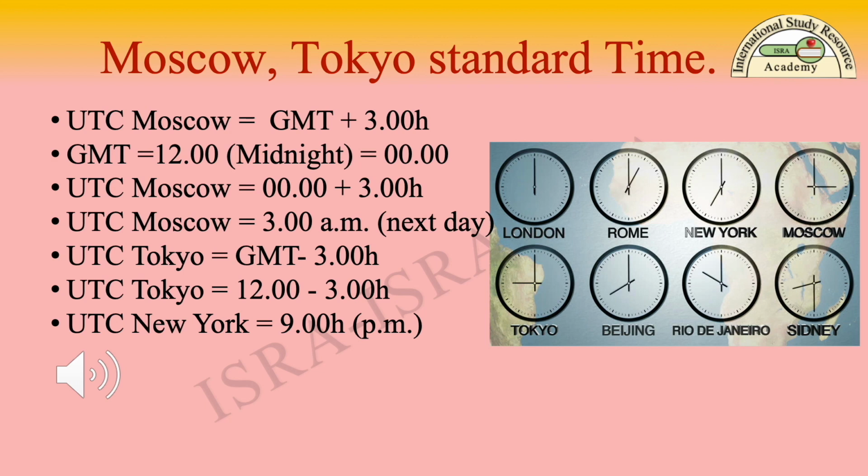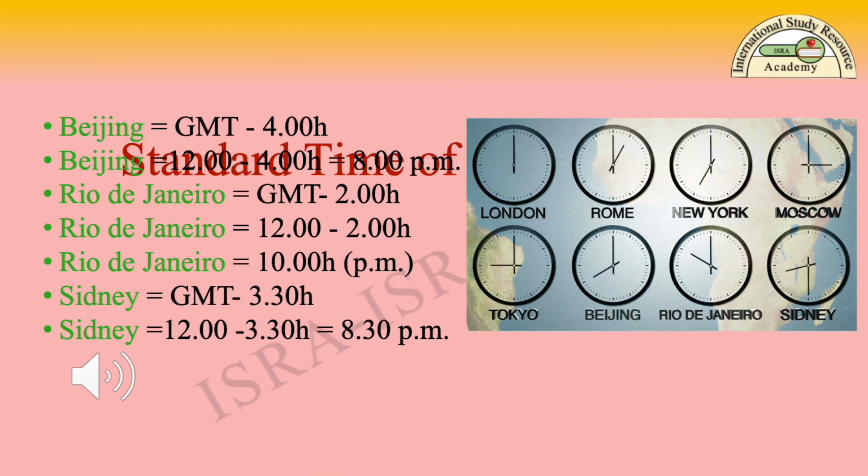Similarly, UTC Tokyo is equal to GMT London minus 3 hours. Since GMT London clock is showing 12 o'clock midnight, therefore UTC Tokyo is equal to 12.00 minus 3.00 hour equal to 9.00 pm, and this is a previous day time. Therefore, Moscow clock is showing its standard time 3 am and Tokyo clock is showing standard time 9 pm.